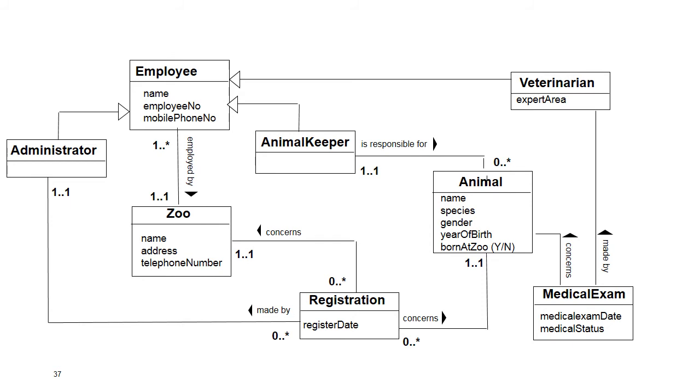Were the same as the three attributes in the employee class: name, employee number, and mobile phone number. So again, the veterinarian class became a specialized class of the more generalized class, the employee. But since one of the attributes was not part of the employee class, we keep that attribute in the veterinarian class like this.